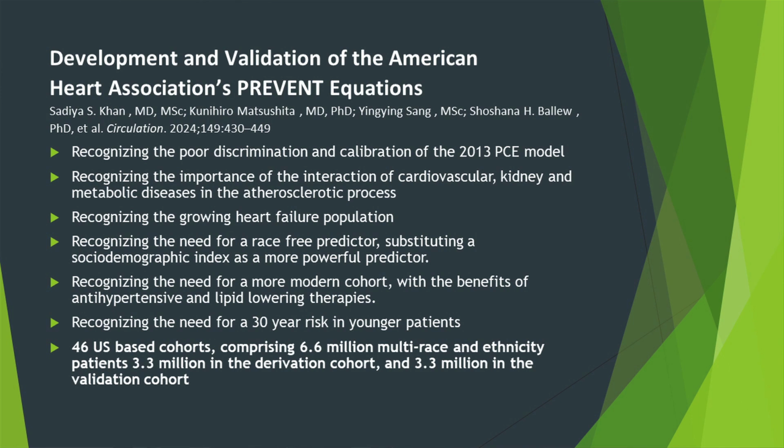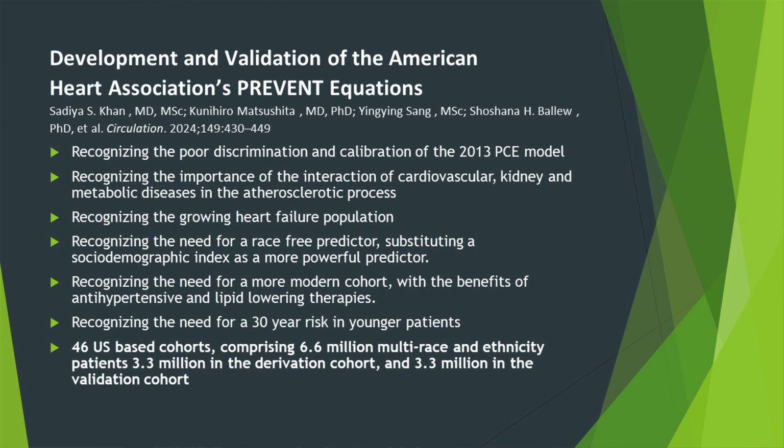They recognized the need for a race-free predictor, substituting a sociodemographic index. They recognized the need for a more modern cohort with the benefits of antihypertensive and lipid-lowering therapies, and the need for a 30-year risk so that younger patients could be given a risk, a 30-year-old could be given a risk for, you're probably going to have an MI by the time you're 60.